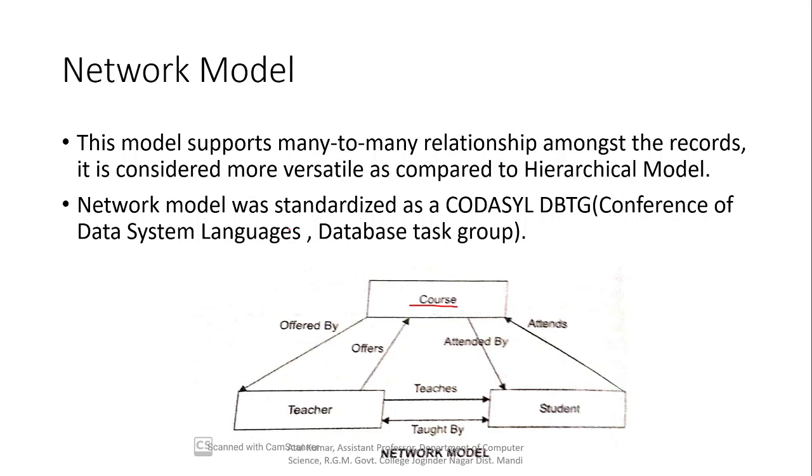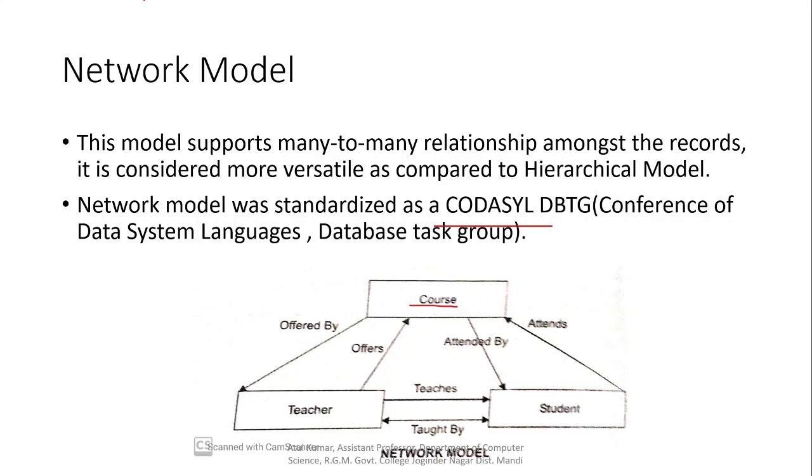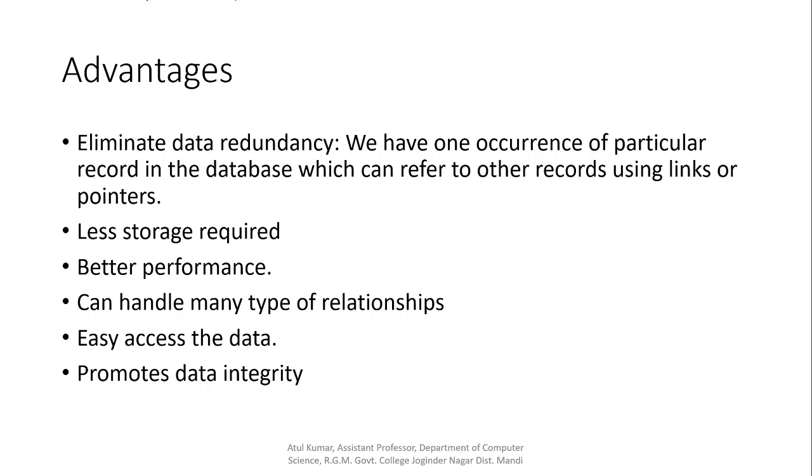So it is more versatile as compared to the hierarchical model, and it is standardized as CODASYL DBTG, that is the Conference on Data Systems Languages Database Task Group. The main advantage of this network model is that it eliminates data redundancy. Redundancy means duplicacy. So there are no duplicate records in the network model, as we have only many-to-many relationships, and only one occurrence of a particular record in the database, which can refer to other records using links and pointers.